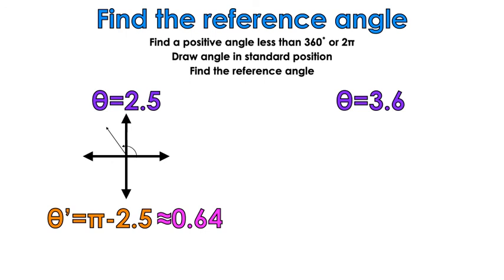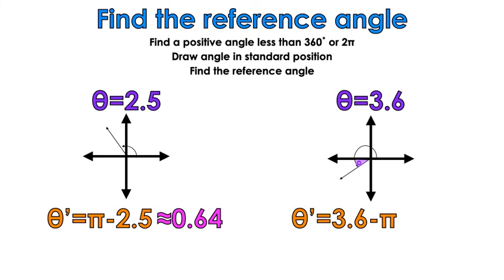3.6 is in what quadrant? This is tricky, so I'm not going to tell you yet. I want you to try to see if you can figure it out yourself. So pause the video. Okay. It's in quadrant number 3. Minus pi, approximately 0.46. I know this skill is funky, but it's going to come in handy later, so just take it at face value.